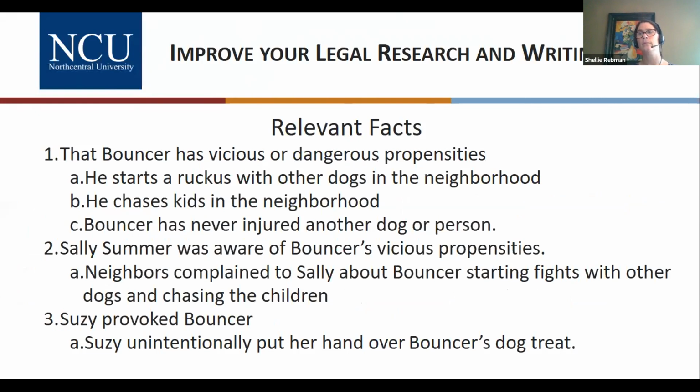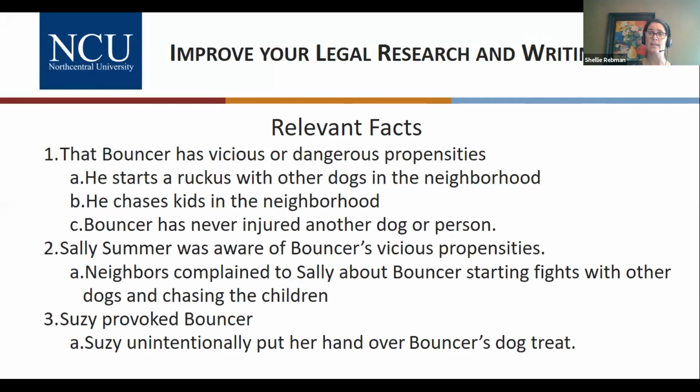So now it's time to identify and include the relevant facts necessary to prove or disprove each legal element so you can see where you stand. So, for example, for the element that Bouncer had vicious or dangerous propensities, the evidence is that he starts a ruckus with other dogs in the neighborhood. He chases kids in the neighborhood. But Bouncer's never injured another dog or person.